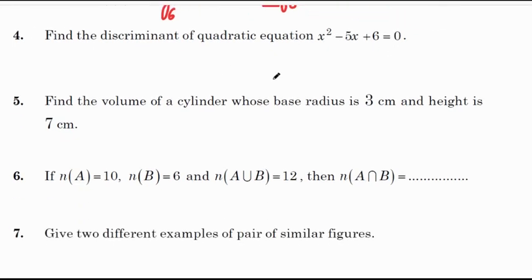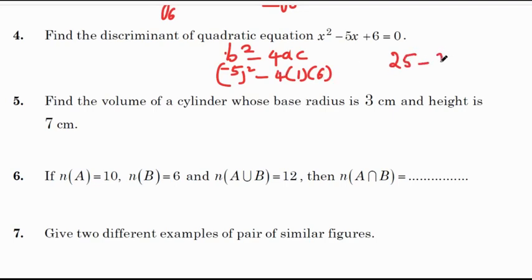Moving on to the fourth question. Find the discriminant of the quadratic equation x square minus 5x plus 6 is equal to 0. So discriminant means b square minus 4ac. So here b is minus 5. So minus 5 square minus 4 into a, which is 1, the coefficient of x square, and c is a constant which is 6. So minus 5 square is nothing but 25. 4 sixes are 24. 25 minus 24 is 1.